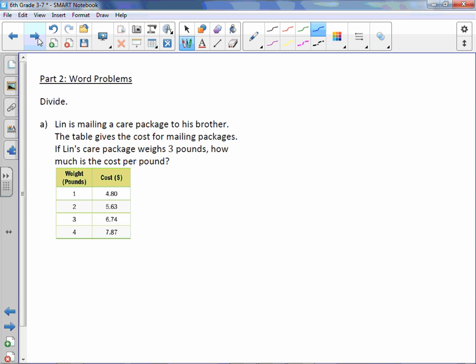Lynn is mailing a care package to his brother. The table gives the cost for mailing packages. If Lynn's care package weighs 3 pounds, how much is the cost per pound? So we are focusing on a package that is 3 pounds. We need to do our division.